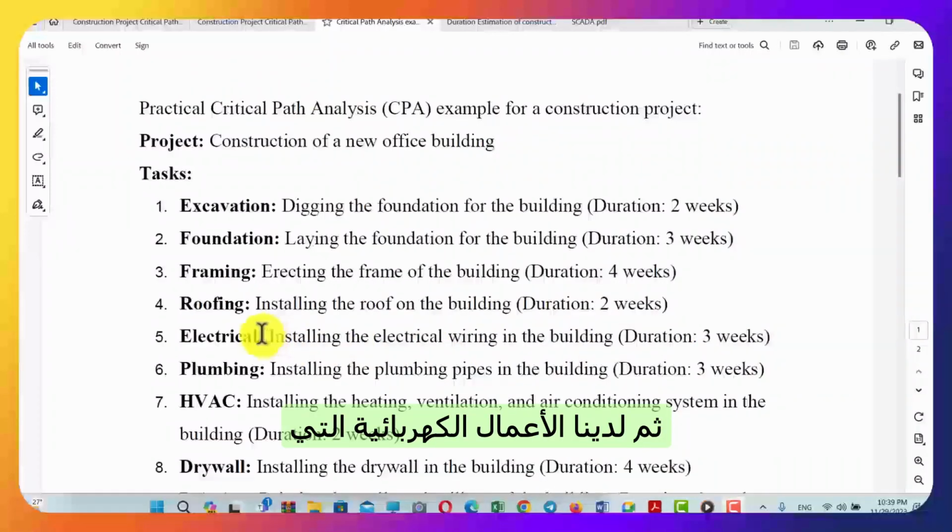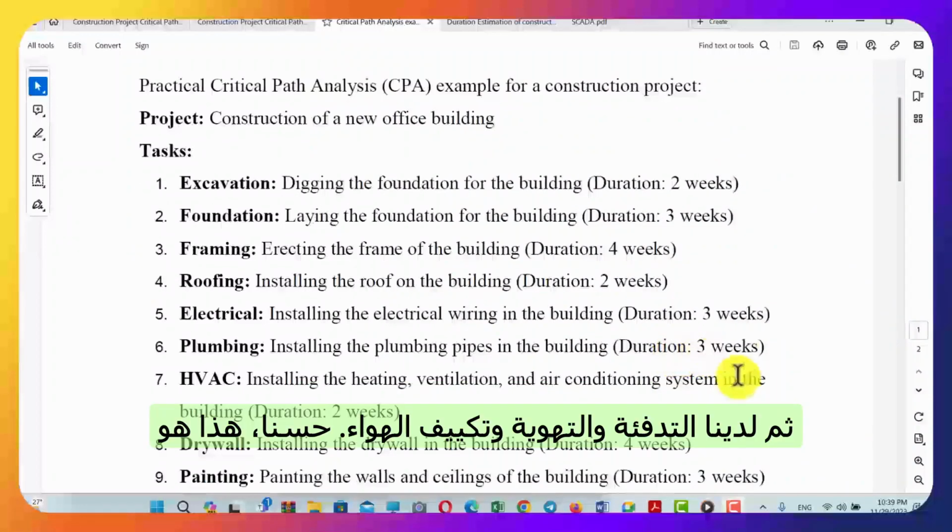Then we have the electrical work, in which we have the installation of electrical wiring in the building, and we estimate the duration of such an activity to be 3 weeks. And then we have the plumbing, the installation of the plumbing pipes in the building, and the estimated duration for this activity is 3 weeks.